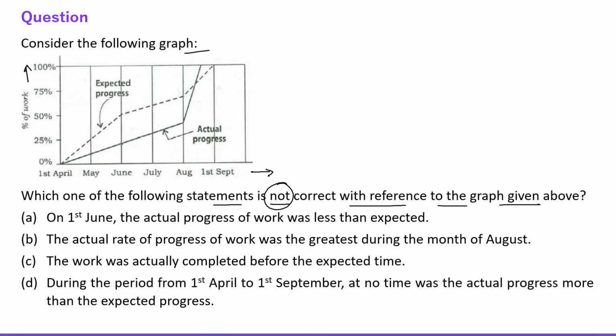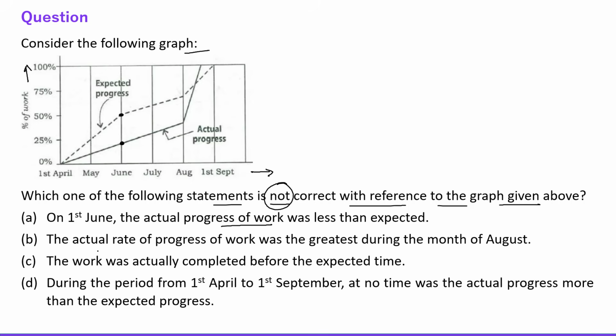So on 1st June, this was the actual progress and this was the expected progress. So obviously expected progress was more and the actual progress was less than expected. So this statement is correct. We have to find not correct.